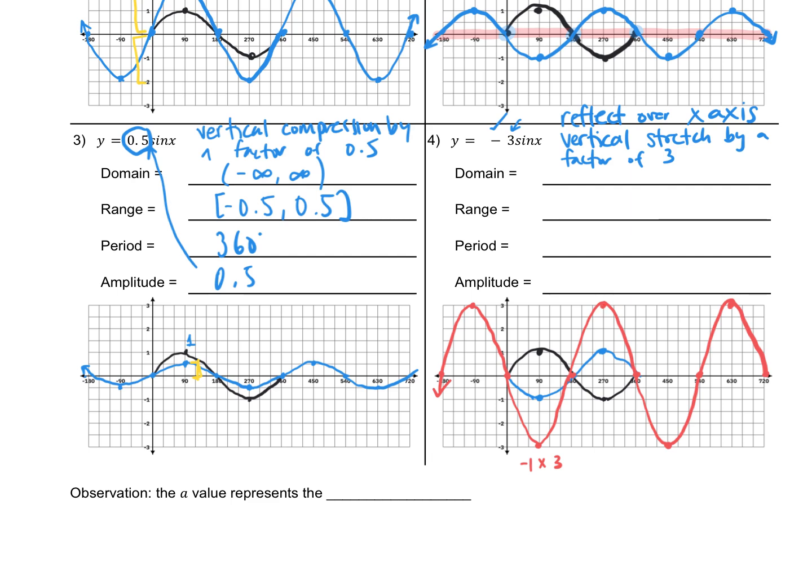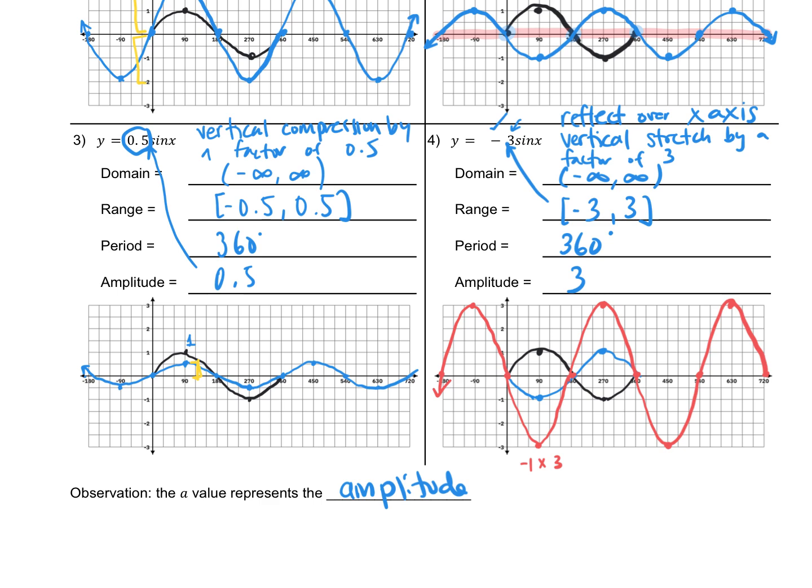Alright, properties. The domain is still infinite. The range has changed. It's now -3 to 3, kind of matching with the a value. The period is still 360, it's still going on forever, and my amplitude is 3. So, the observation we should be making to try to speed up our graphing is that the a value represents the amplitude. And at the moment, this amplitude is also matching up with our range, just the positive and negative version, but that's not always going to occur, so I'm not going to write that as a general observation. So for now, the a is the amplitude.